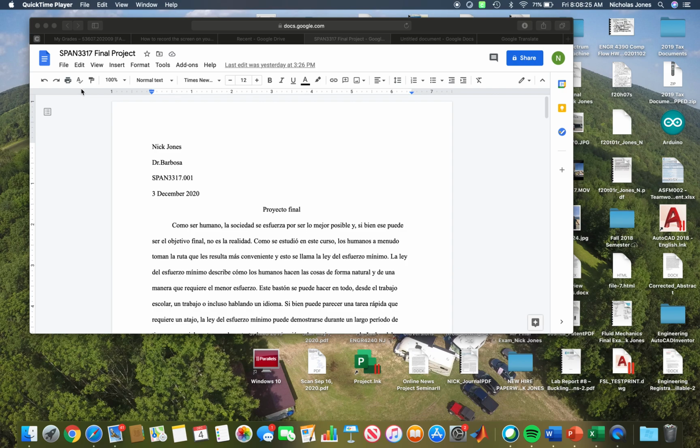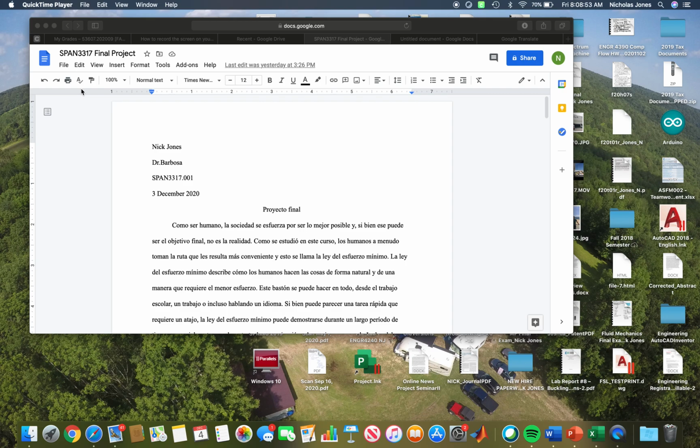Alrighty, so I wasn't really sure on the time frame for this presentation, but I'm just going to summarize my paper, how I want my investigation to go, and what I put into planning that. To start off, I wanted to do some research about the law of minimal effort and Zipf's law, which go hand in hand, and the effects that they have on languages, specifically Spanish, over time.